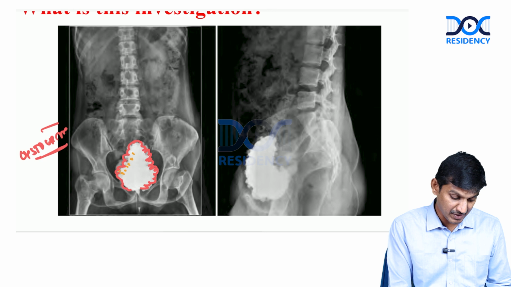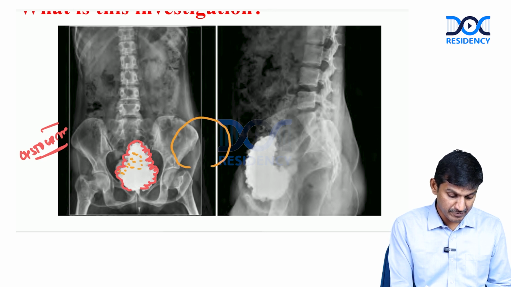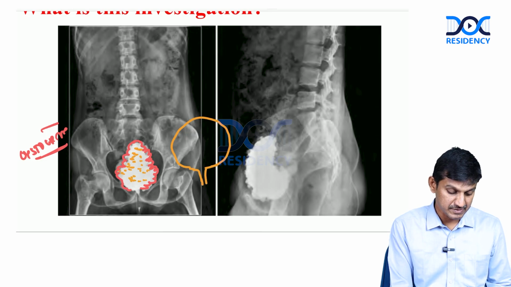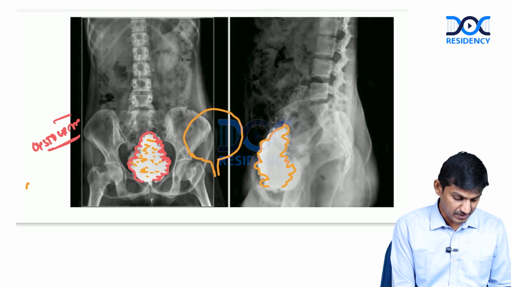What do you see here? You see irregular margins of the bladder. Usually the bladder should be ovoid shaped with a regular margin. Here, because of some pathology, the bladder wall is diseased and it is not regular. Multiple trabeculations and saccules are noted. So this is typically seen in neurogenic bladder. This type of appearance is called Christmas tree appearance.